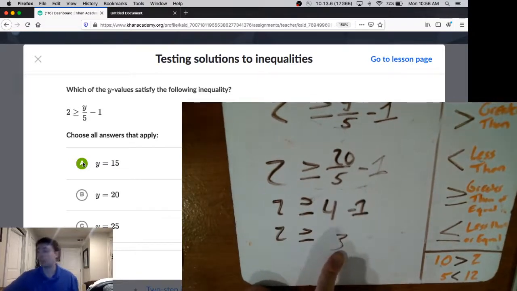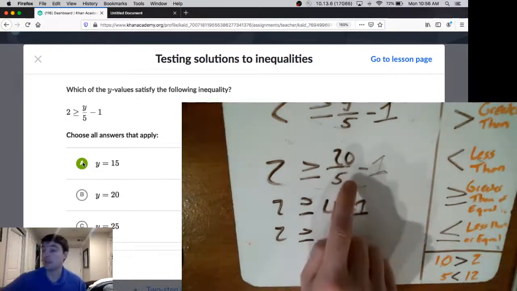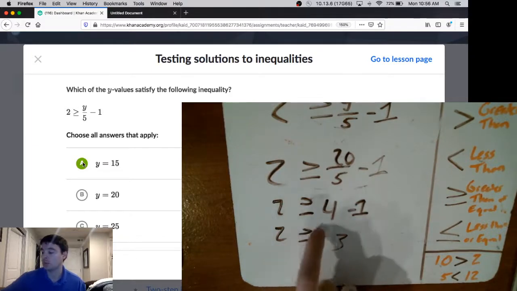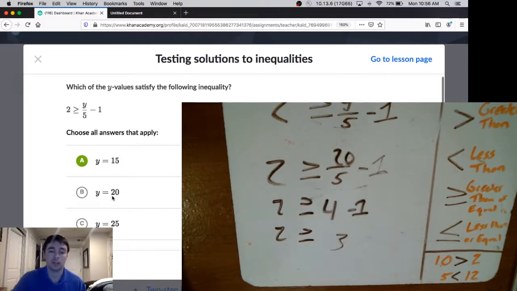And I know that's not a true statement. 2 is less in value than 3. So when I plugged a 20 in for y here, it didn't work. It made an inequality that makes no sense. The inequality is claiming that 2 is greater than or equal to 3. So B cannot be a correct answer.